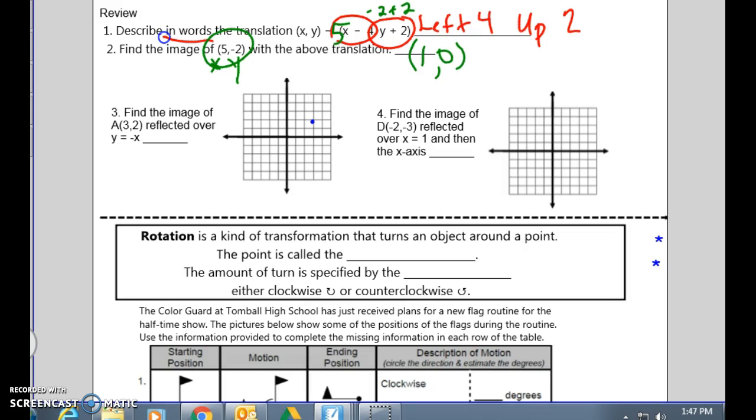Then right here, they want you to find an image, 3, 2, and they want you to reflect it over y equals negative x. Some of you, that negative throws it off. Okay, let me ask a question. If I say y is equal to x, if y is 1, what's x? 1. If y is 2, what's x? 2. This right here is the exact same thing. They just put a negative in front of the x. So right here, if y is 1, then x would be a negative 1. If y is 2, then x would be a negative 2.